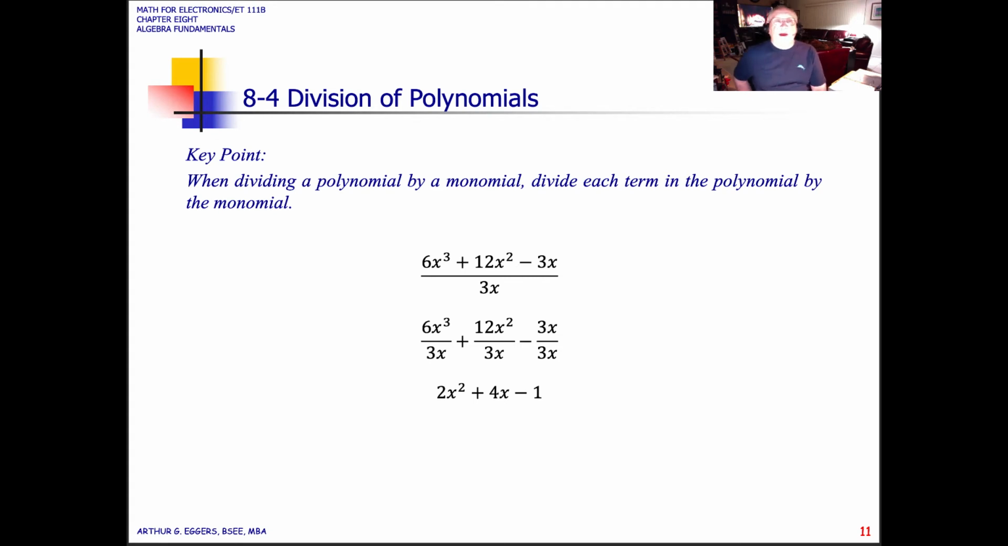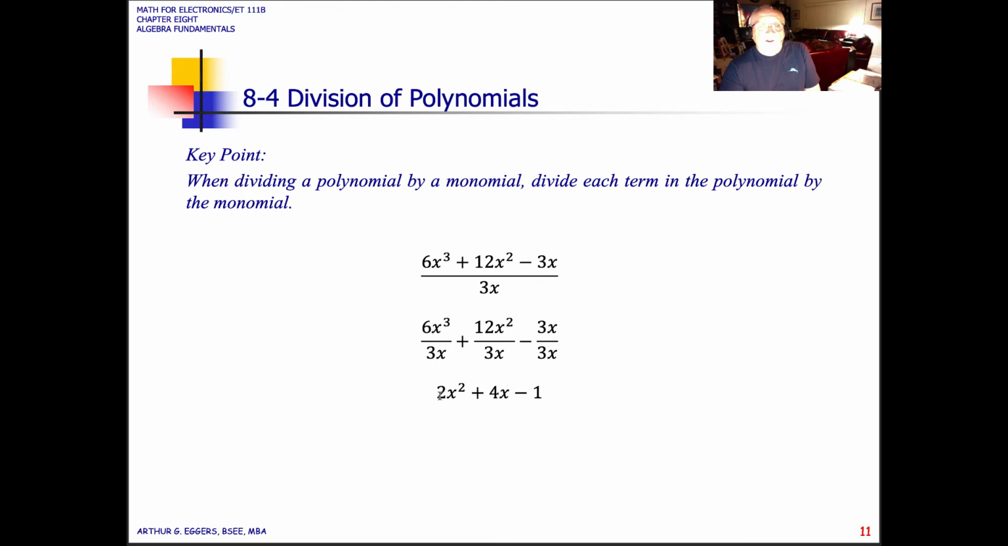In looking at division by polynomials, when dividing a polynomial by a monomial, each term in the polynomial is divided by the monomial. So in this case, we've got a polynomial in the numerator, a monomial in the denominator. I can break it up because it has a common denominator: 6x cubed divided by 3x, 12x squared divided by 3x, minus 3x divided by 3x. One of the x's in the denominator will cancel out one of the x's in the numerator, leaving us x squared.